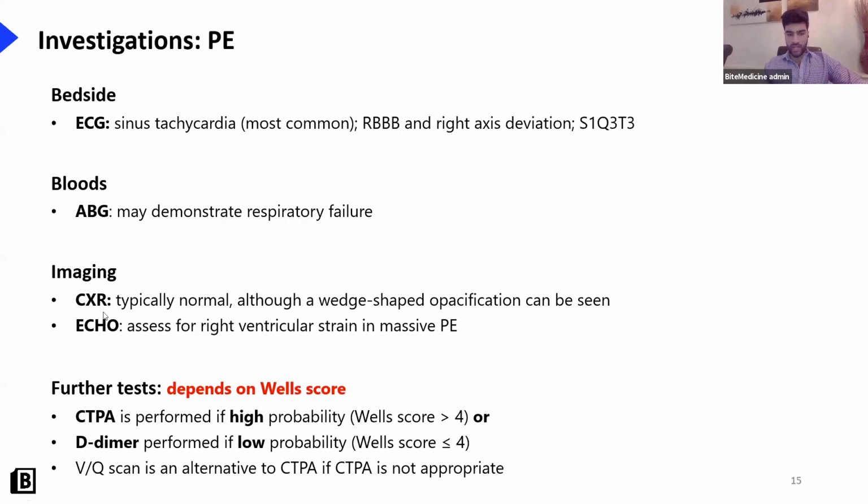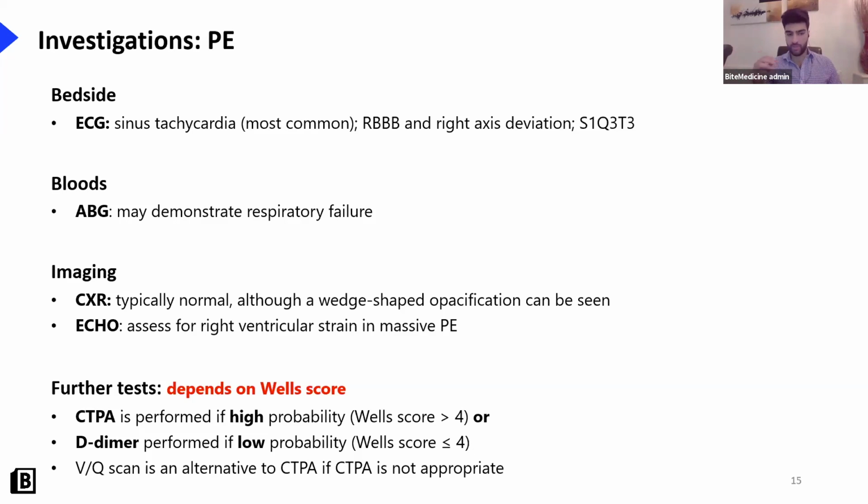Typically, you would do a chest X-ray in these patients. You may rarely see this wedge-shaped opacification because you can sometimes get an infarct in the lung. The infarct in the lung appears as a wedge-shaped opacification. But the main reason actually to do a chest X-ray is to rule out other causes like a pneumothorax, because it'd be silly to take the patient for a CTPA when you could have just done a chest X-ray and found that they had a pneumothorax in the first place. And I have seen that happen before.